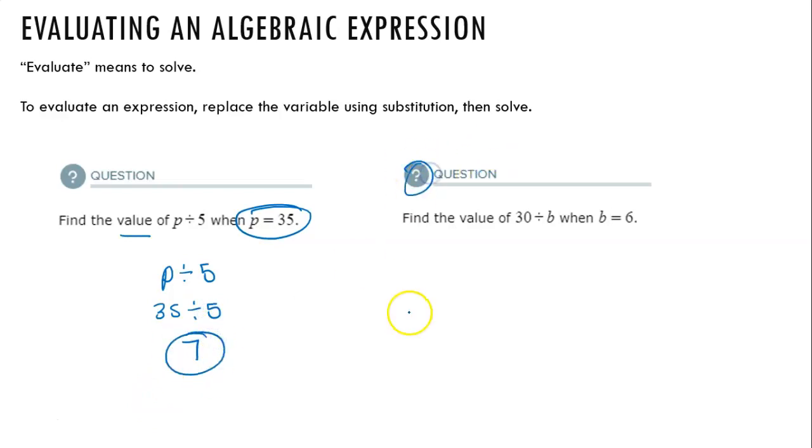You pause the video and try this one on your own. You should have done 30 divided by 6 because we're replacing b with 6, and you should have gotten 5 as your answer there.